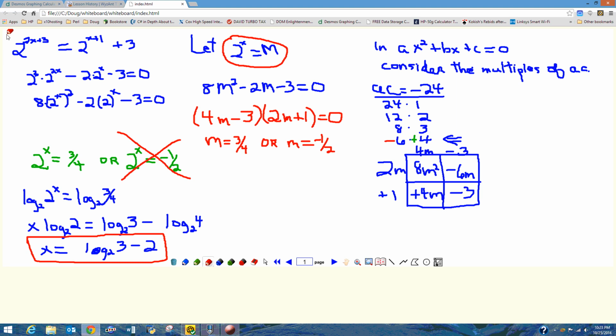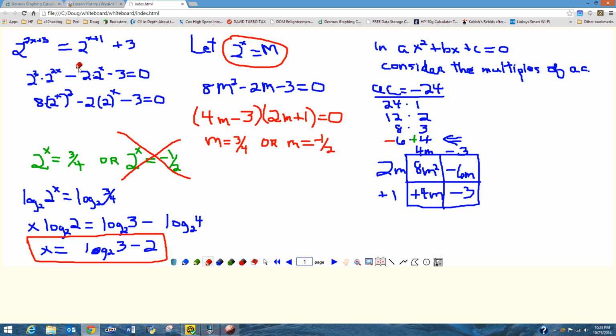So here was the original problem: 2 to the 2x plus 3 equals 2 to the x plus 1 plus 3. We're supposed to be able to get an answer for x in the form a plus log of b base 2. So that's important as we reach the end of the solution to understand that we're supposed to use logarithms base 2 in our final answer.